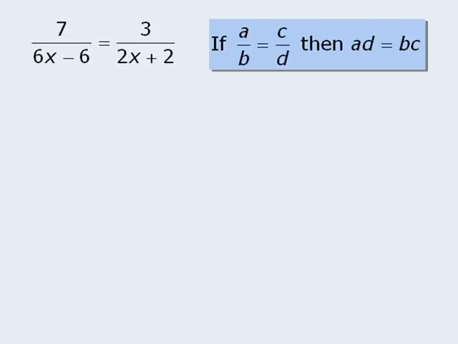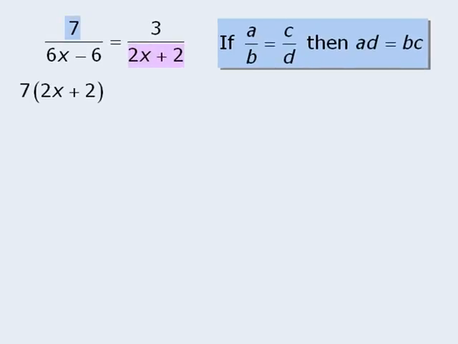It says, if a over b is equal to c over d, then it must be true that a times d is equal to b times c. In this equation, there are two equivalent rational expressions, so we can apply this rule and conclude that 7 times 2x plus 2 must equal 3 times 6x minus 6.